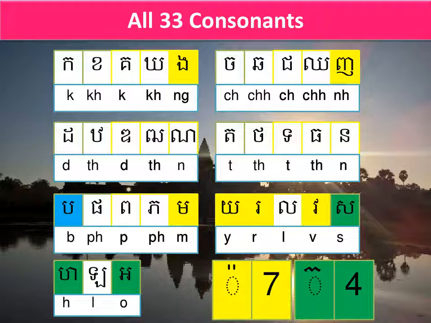And for the other group, like so, ho, lo, o. So, ho, o is in that group. So they have to change themselves to be in the other group because they don't have a pair. They are alone. So they have to change themselves to be in another group.